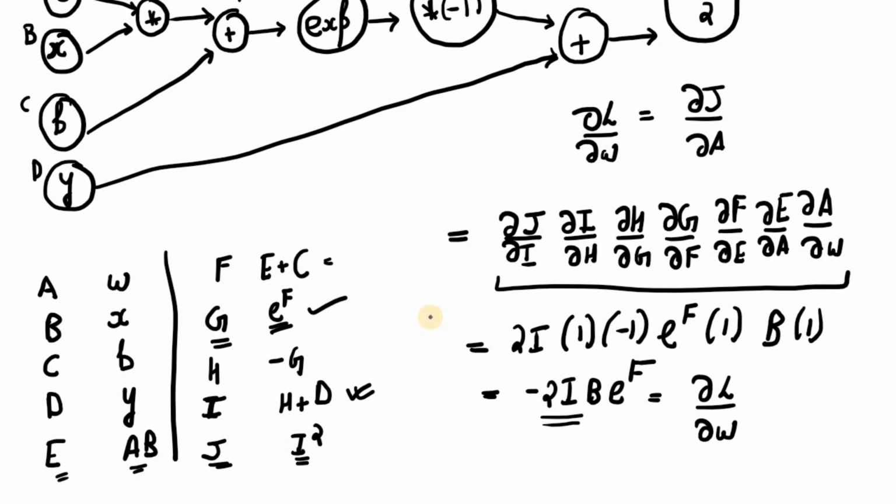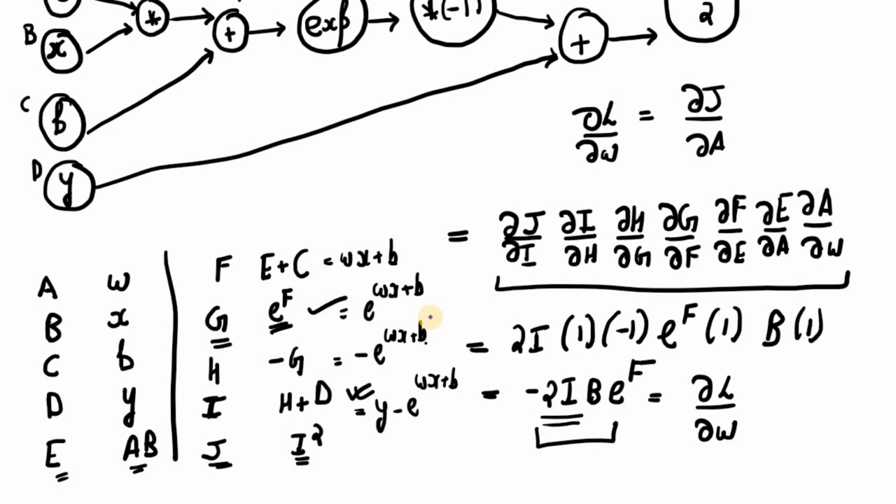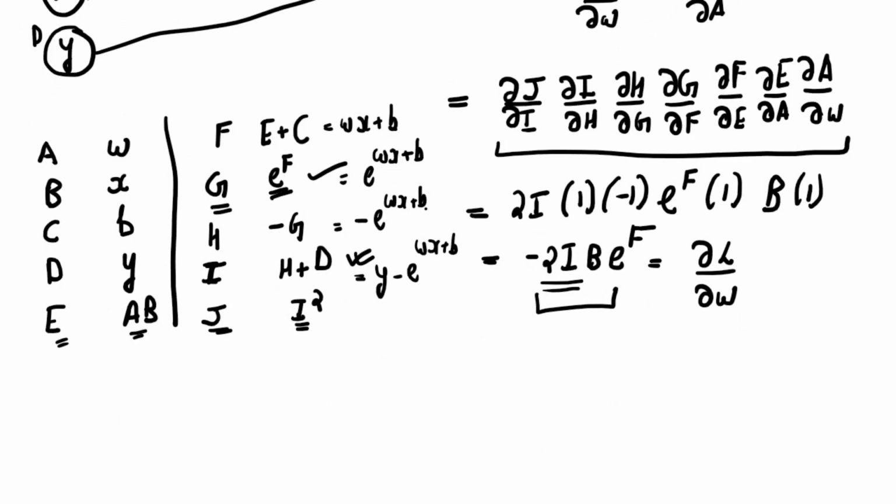So here F is going to be E plus C, where E is your wx plus b. So we are getting wx plus b over here, and G is going to be e raised to wx plus b, and we just take the negative over here. And I is going to be H plus D. This is H already and D is y. So y minus e raised to wx plus b. Now if I have to expand this term clearly, I just have to substitute the values which I am getting over here. So on substituting, we will get something which will be similar to this.